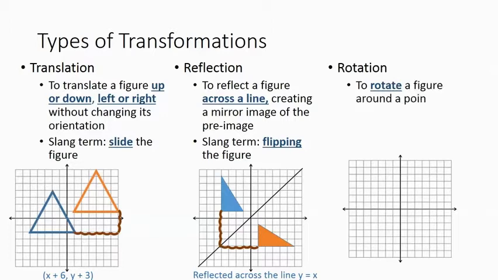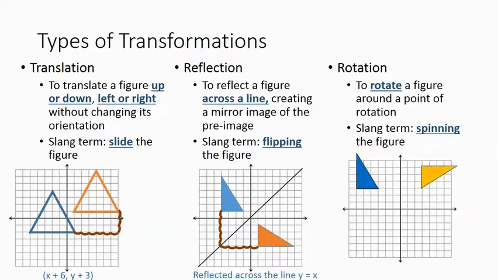Lastly, we'll have a rotation, to rotate a figure around a point of rotation. Our slang term will be spinning the figure. We'll start with a triangle, and we will spin it around the origin. So if we imagine one point on the triangle, 3, 3, when it gets rotated 90 degrees, negative 3, positive 3 becomes positive 3, positive 3. It was rotated 90 degrees clockwise.